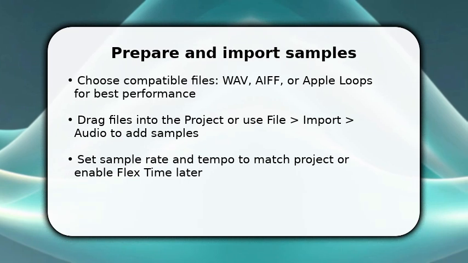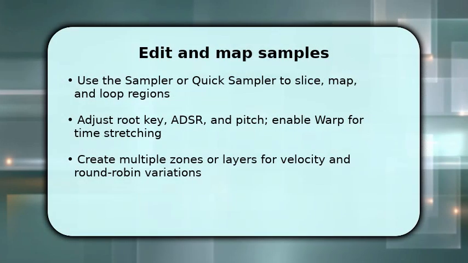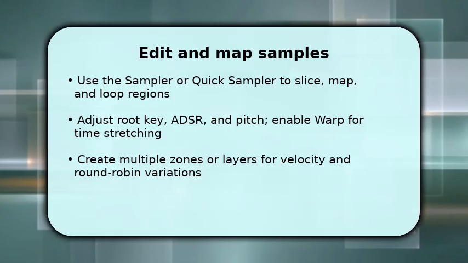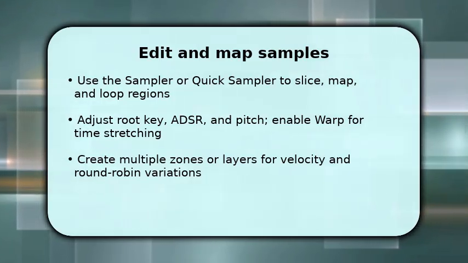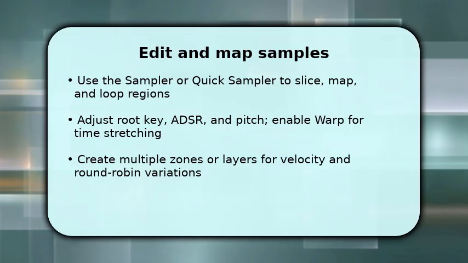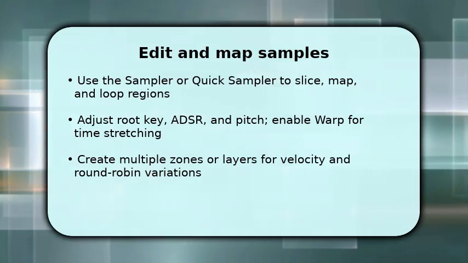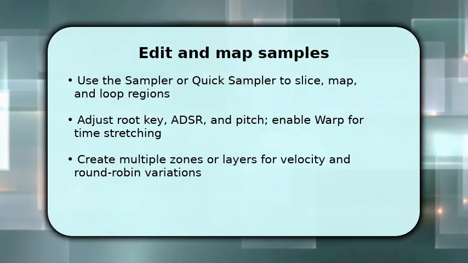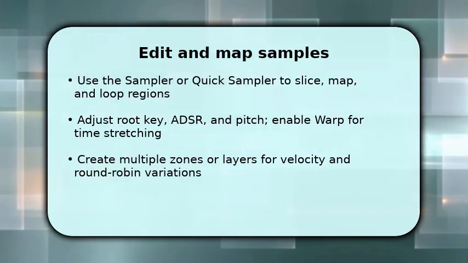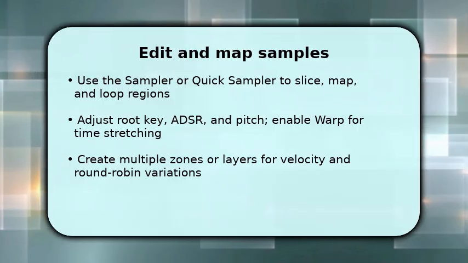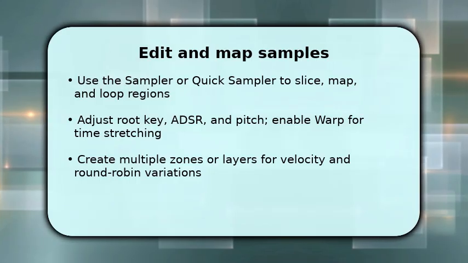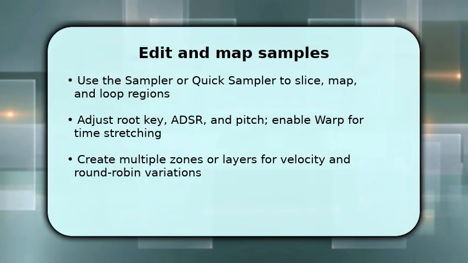Next, you move into detailed editing using Quick Sampler or the full sampler instrument. Load the clip, then slice or use transient detection to create slices you can map across keys. Adjust root key, attack decay sustain release envelope, and pitch settings to fit your arrangement. If you need tempo changes, enable warp or flex time to preserve audio quality. To add realism, create zones for velocity layers or round-robin repeats.